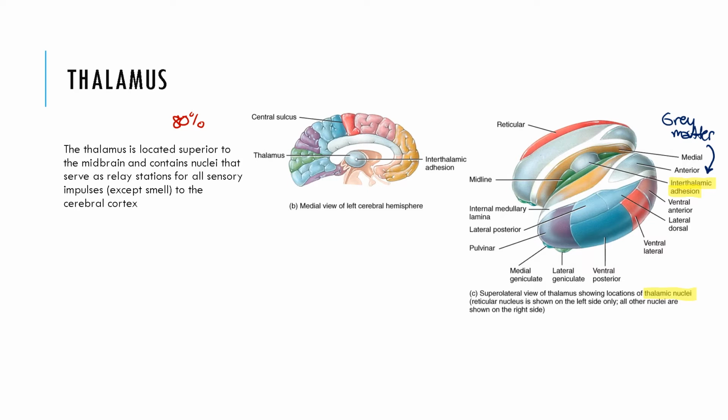Based on their positions and functions, there are seven major groups of nuclei on each side of the thalamus. We're going to go over each of these. First is the anterior nucleus. This one is going to be right here, our first one here. It receives input from the hypothalamus and sends output to the limbic system. So we'll just put input from the hypothalamus, and then it sends its output to the limbic system.